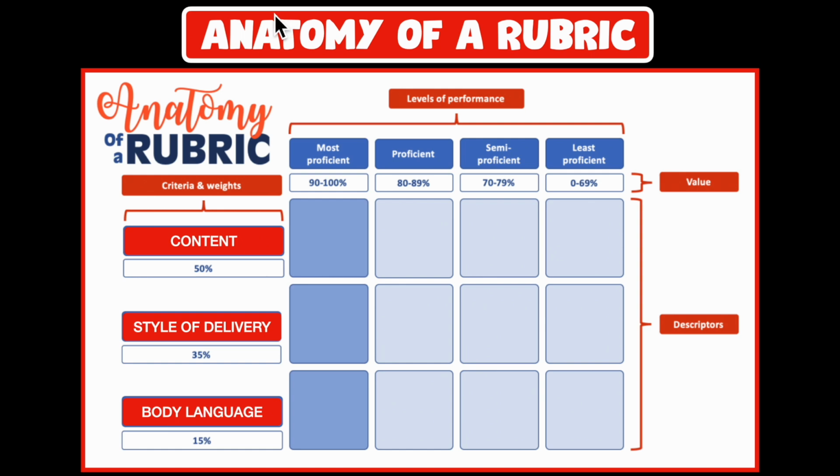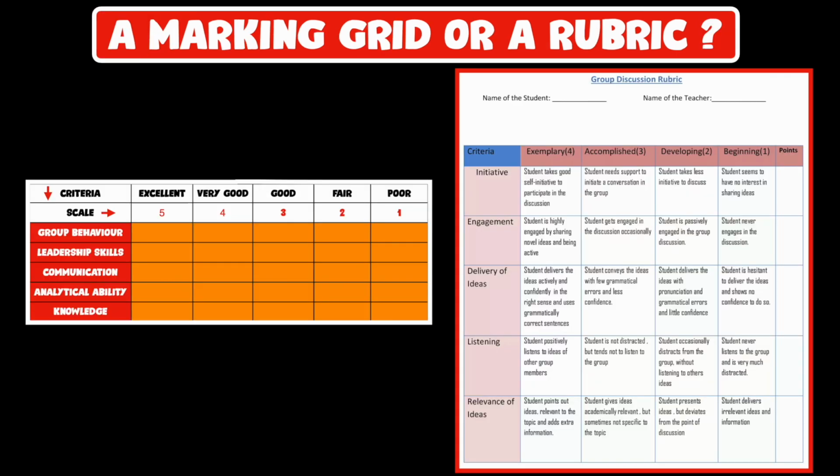Next, look at the different levels as most proficient, proficient, semi-proficient, and least proficient. Most proficient students can score anything between 90 to 100%, proficient students between 80 to 89, and so on and so forth. These are the values assigned to the different levels. Finally, if you have qualitative description in words in the little boxes, you have your descriptors. Let's look at the next slide.